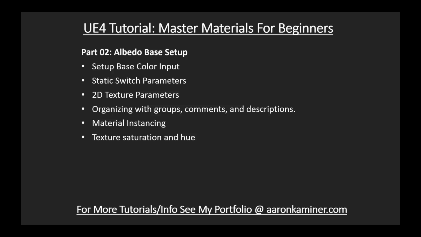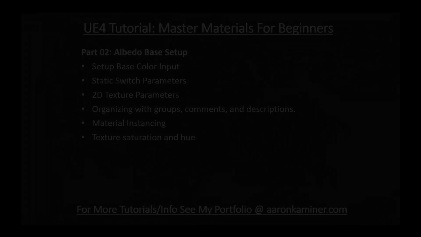We'll use some static switch parameters to give ourselves control over our material and make decisions on the fly in real time inside the engine. We'll organize inside the material editor with groups, comments, and descriptions, and we'll talk about how those can be useful not only to you but to other people that might be working on the same project and sharing the same files. We'll get into material instancing and what that's all about and why we want to do it, and we'll create our own and use it here in the engine. And we'll also get into some small adjustments like saturation and hue on our textures. Alright, so without further ado, let's continue with part 2.